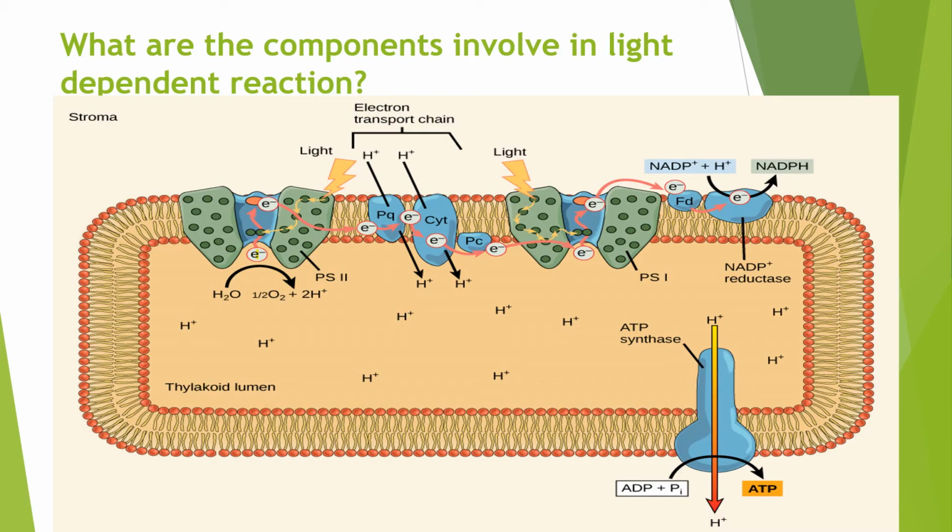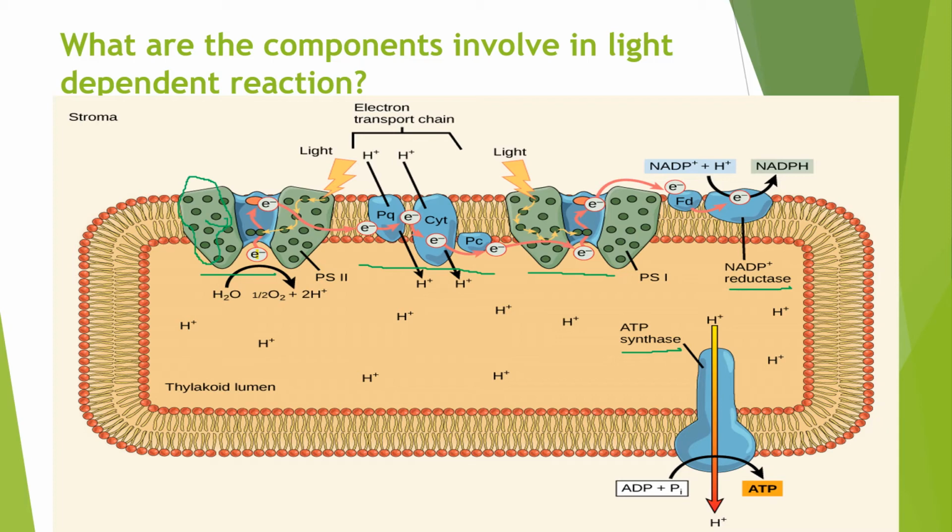Another question is, what are the components involved in light-dependent reactions? The components involved in light-dependent reactions are the photosystem 2, the cytochrome complex, the photosystem 1, the NADP positive reductase, and the ATP synthase. In the photosystem 2, it contains protein antenna where chlorophyll molecules are bound.